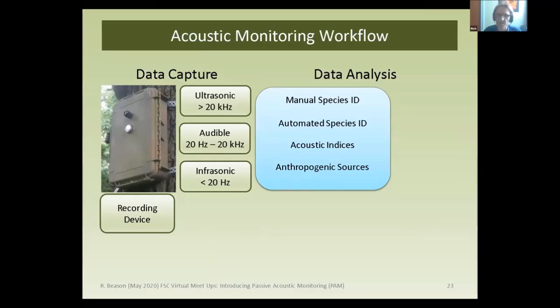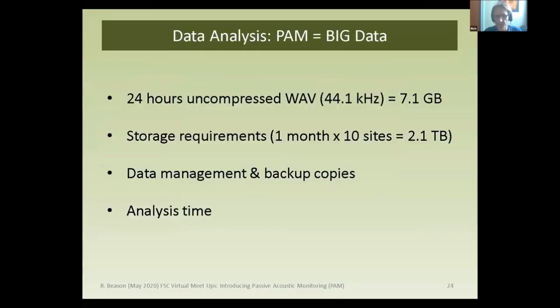So this could be the form of manual identification, automated identification, acoustic indices, which I'll explain in more detail, and anthropogenic sources. So the first thing to bear in mind about acoustic monitoring is it creates big data. So 24 hours of an uncompressed wave at 44 kilohertz, that's monitoring up to 22 kilohertz, because 44 is the sampling rate. That's 7 gigabytes.